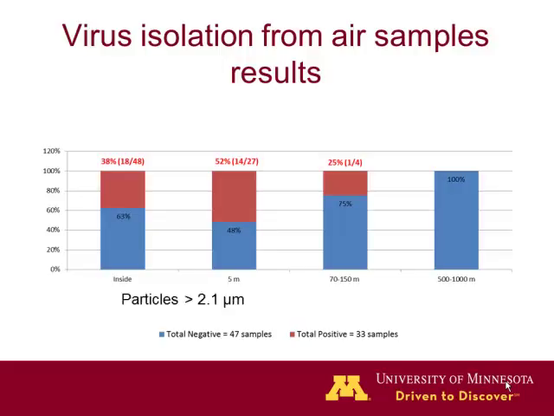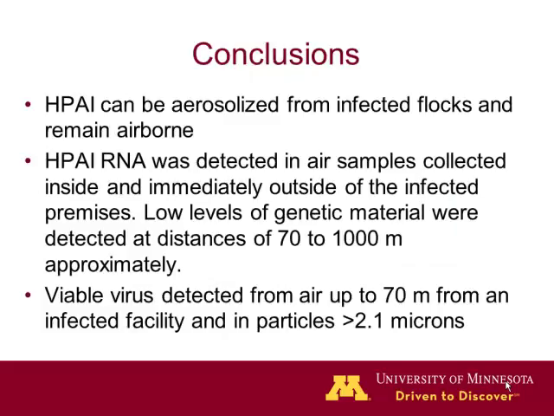As a conclusion, highly pathogenic avian influenza can be aerosolized from infected flocks and remain airborne. Highly pathogenic avian influenza RNA was detected in most of the air samples inside and immediately outside of the infected premises, and we were able to detect low quantities of genetic material up to 1 kilometer. Viable virus was detected between 70 and 100 meters from the farm, and it was detected in particles larger than 2.1 microns, up to 10 microns. Those are the ones that we measured.